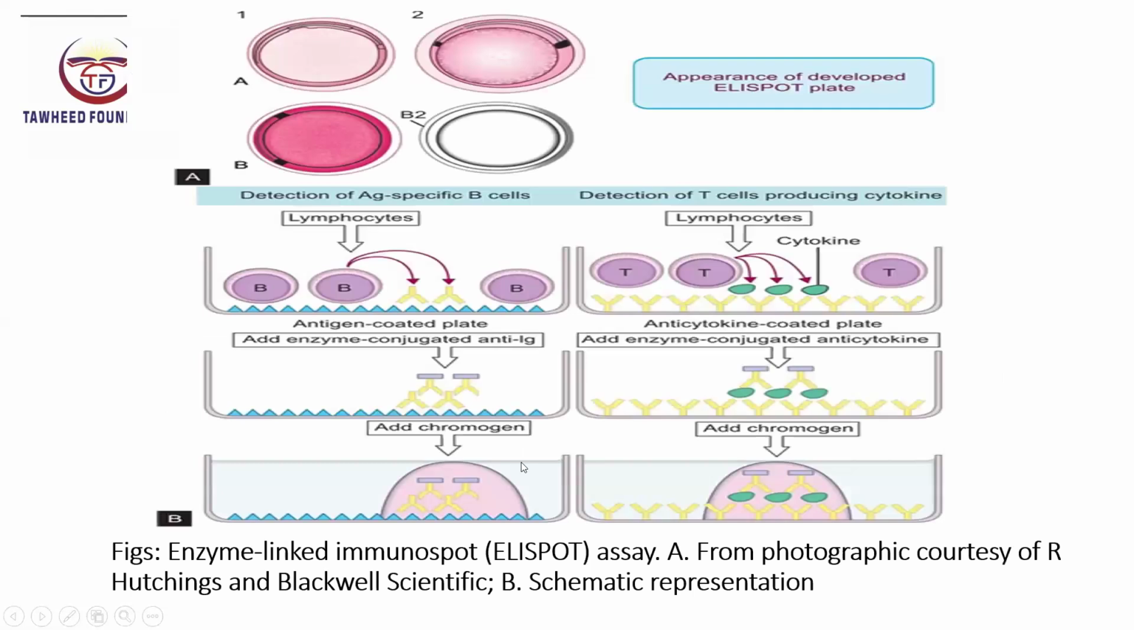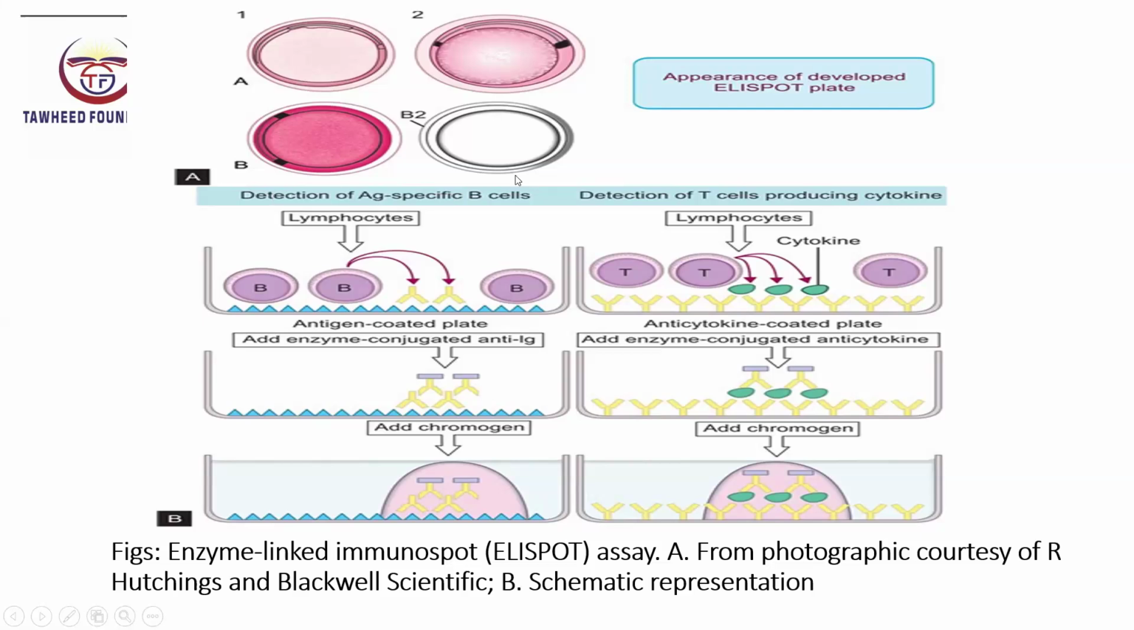This is the diagram of enzyme-linked immunospot, that is ELISpot assay. It is divided into two parts. A is from a photograph courtesy of R. Hutchings and Blackwell Scientific. B is a schematic representation of ELISpot. So this ELISpot diagram demonstrates detection of individual cells secreting specific antibodies or cytokines.